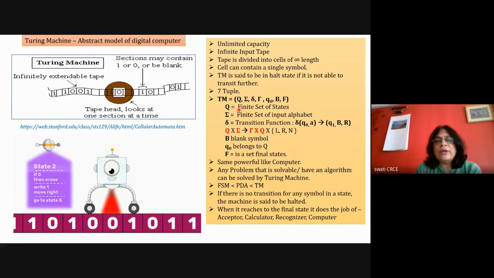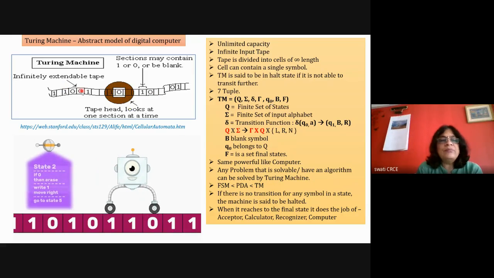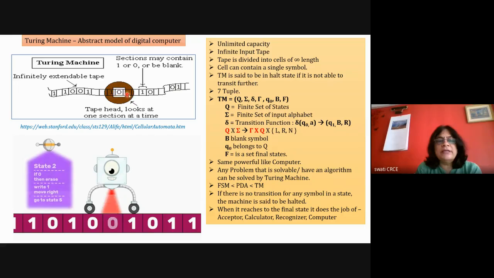If your sigma is equal to a, b, then a and b are written on the tape. Or if your sigma is a, b, c, d, then your input string is made up of a, b, c, d. And your cells may contain 1 or 0, or it can be a blank. By default, on the tape, all the blank symbols are there.